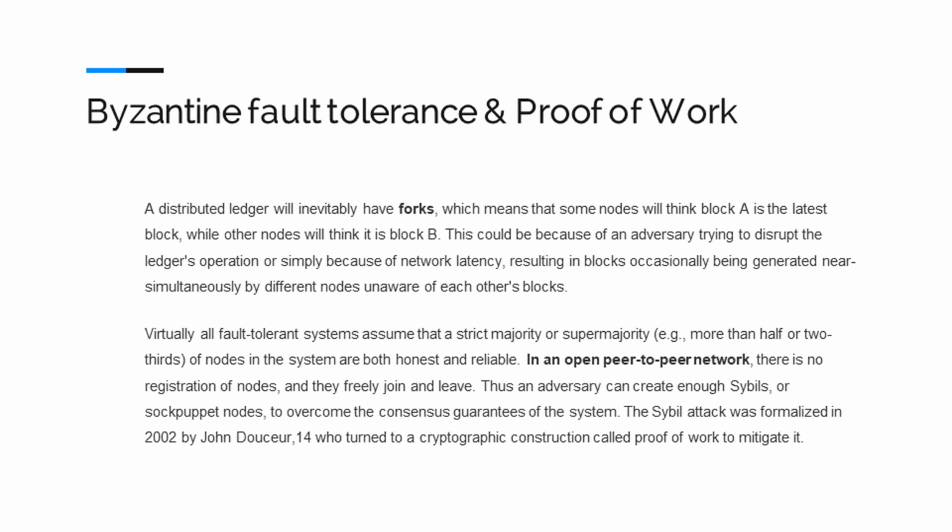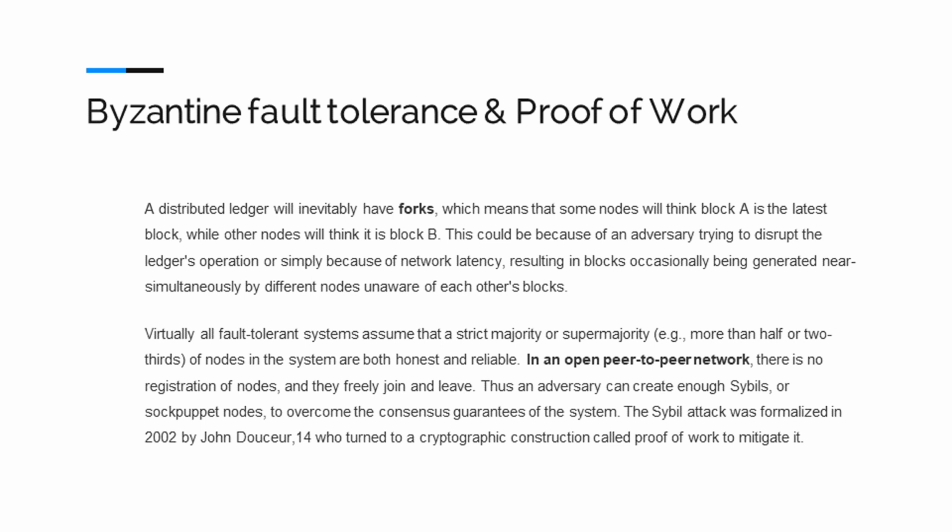Virtually all fault-tolerant systems assume that a strict majority or supermajority, like more than half or two-thirds of nodes in the system, are both honest and reliable. In an open peer-to-peer network, there is no registration of nodes and they freely join and leave. Thus, an adversary can create enough Sybil or sock puppet nodes to overcome the consensus guarantees of the system.